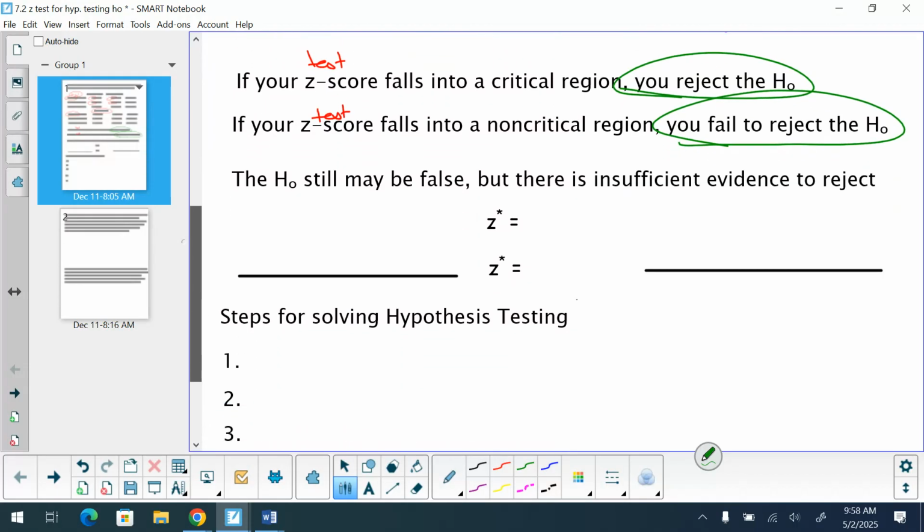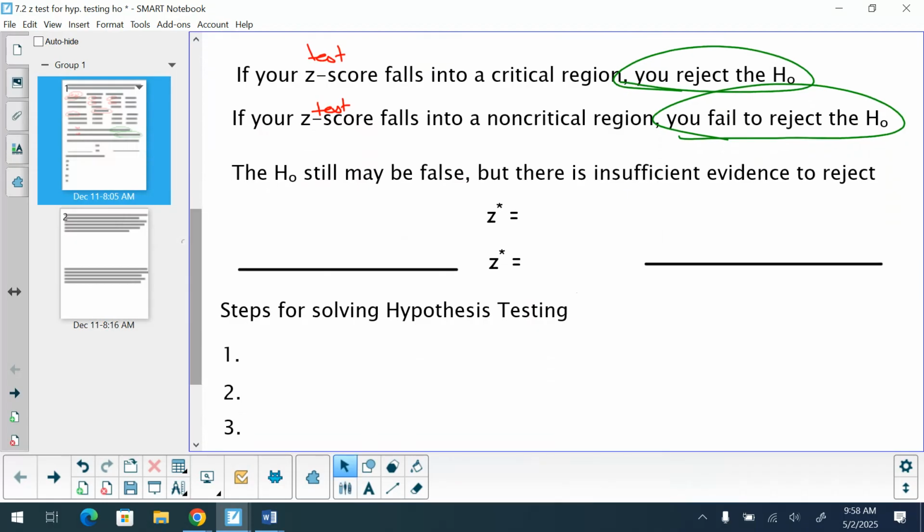Once again, the null hypothesis still may be false. Once again, it still may be false, but there's insufficient evidence to reject it. Once again, type 1 error. Oh, that's type 2, my bad. You fail to reject the null hypothesis when it is actually false, and you should reject it.